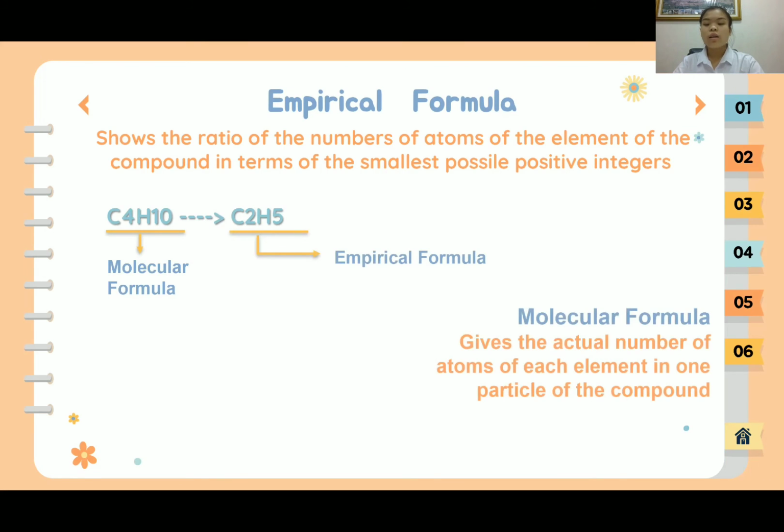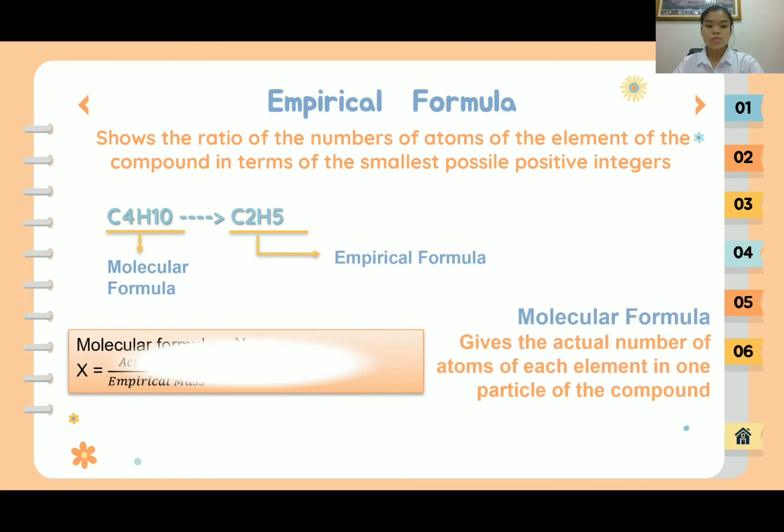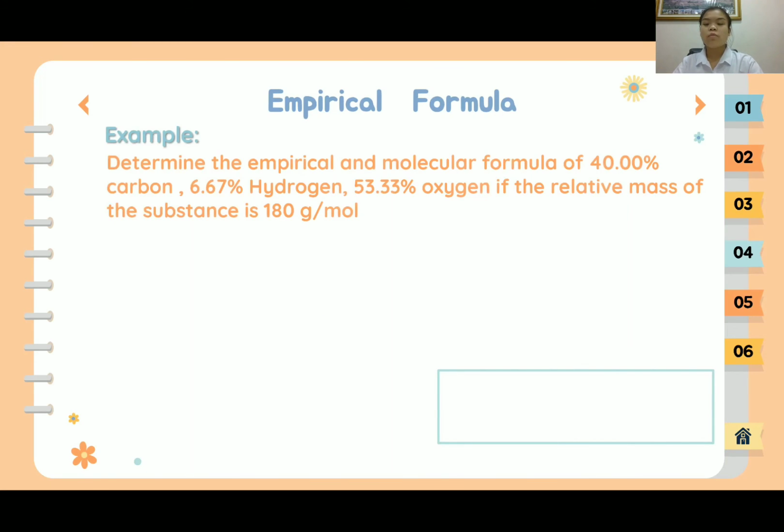Molecular formula gives the actual number of atoms of each element in one particle of the compound. Here is the formula for molecular formula. X is equal to actual mass divided by empirical mass. Example number 1. Determine the empirical and molecular formula of 40% carbon, 6.67% hydrogen, 53.33% oxygen, if the relative mass of the substance is 180 grams per mole.